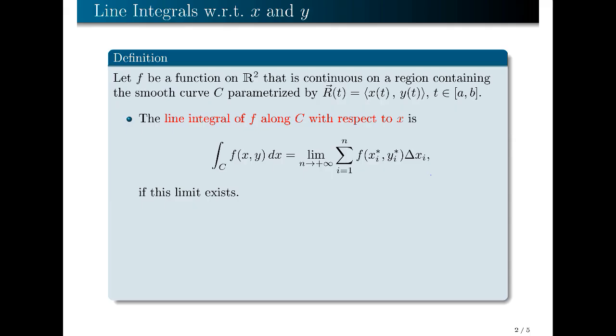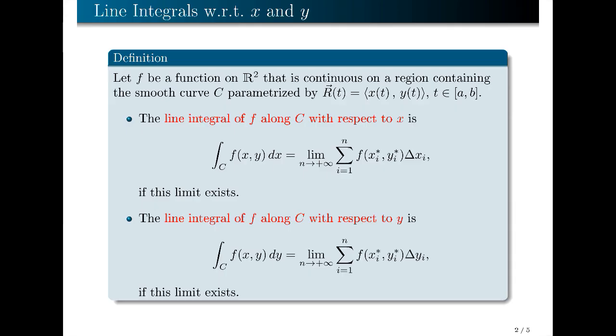Take note that the only difference of this line integral from the line integral with respect to the arc length s is that instead of delta si, what I have here is delta xi. Their notations are also almost the same. Instead of ds, what I have here is dx. The line integral of f along C with respect to y is similarly defined. Instead of delta xi, what I have now is delta yi. For the notation, instead of dx, what I have here is dy.